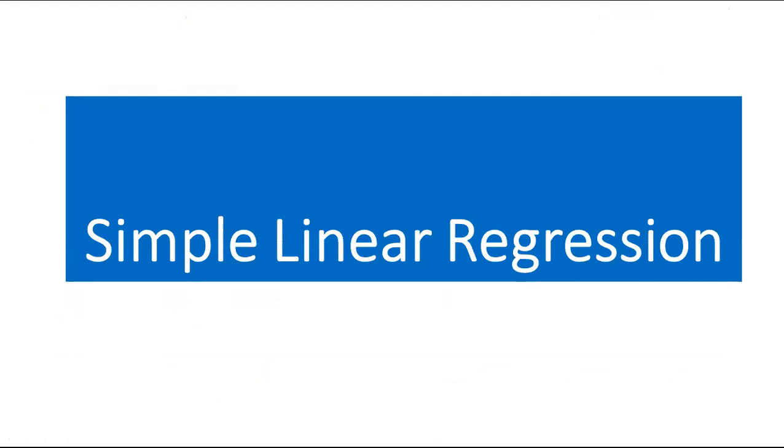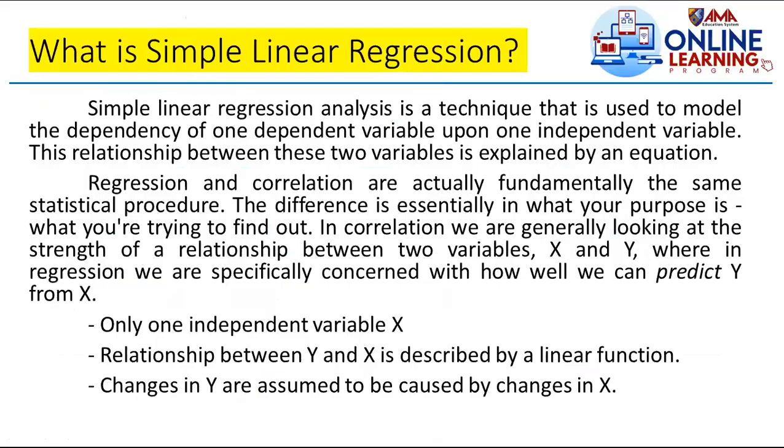Next, we have the simple linear regression. So, anong difference ng correlation sa regression? Okay? Sabi dito, what is simple linear regression? Simple linear regression analysis is a technique that is used to model the dependency of one dependent variable upon one independent variable. This relation between these two variables is explained by an equation. Okay? So, ito yung ano na ngayon, no? Yung variable na ito, they can explain by equation.